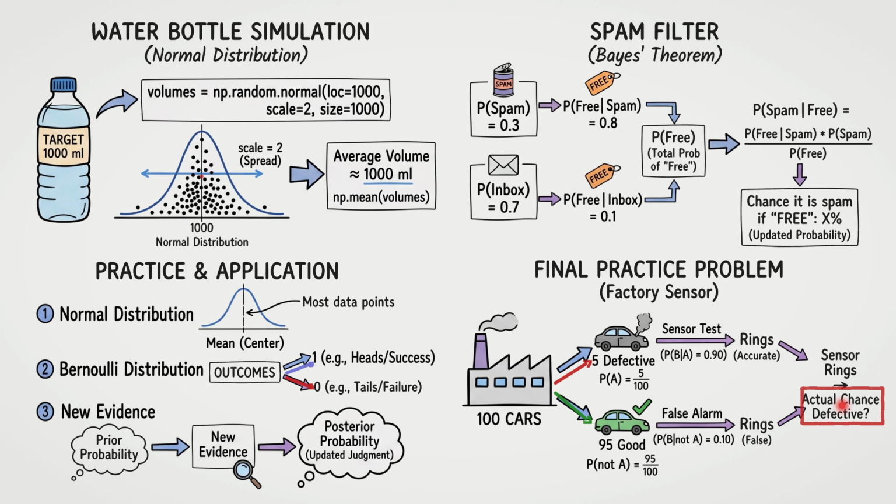The ultimate payoff for understanding these statistical distributions and Bayes' theorem is the ability to build AI systems that can reason through uncertainty, mathematically updating their judgment based on new facts just like a human.